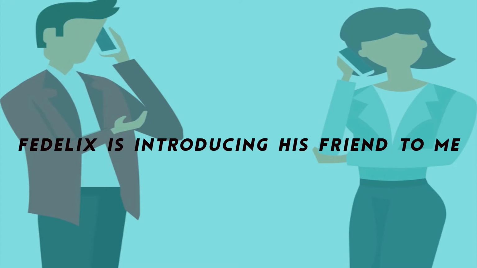Okay, so let's move to the second person. His name is Fidelix. I am going to call him and ask him if he's having a friend. And then I'll ask him to introduce his friend to me.